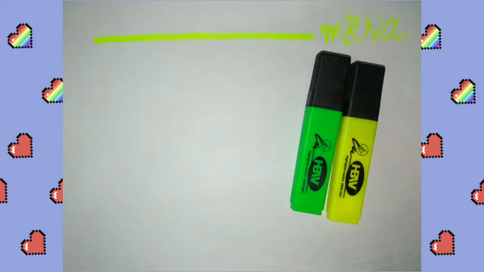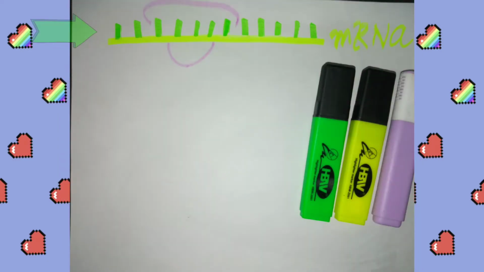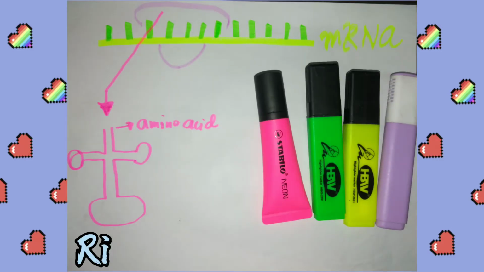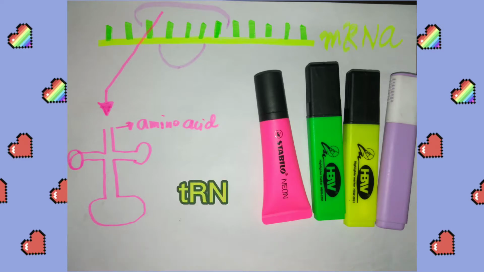So this is the mRNA and these are the codons that are popping out. Then we also require ribosomes, which will help in the protein synthesis. And the third thing, which connects the ribosomes and mRNA together, is called tRNA or transfer RNA.